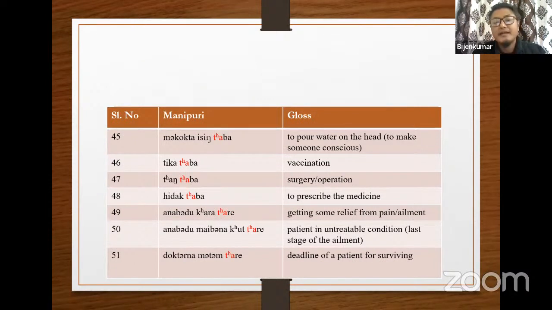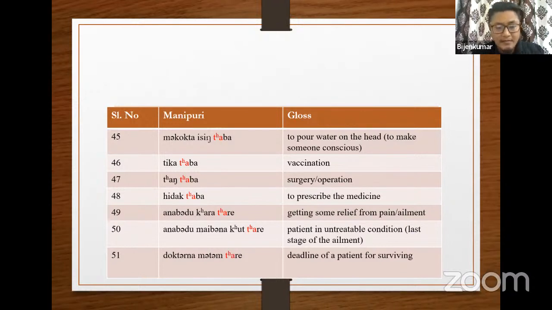This is actually related with treatment or ailment. Let's say makokta ising thaba, when somebody gets unconscious, then we pour or sprinkle water on his head. In that, makok means the head, ising is the water, and thaba is the pouring.